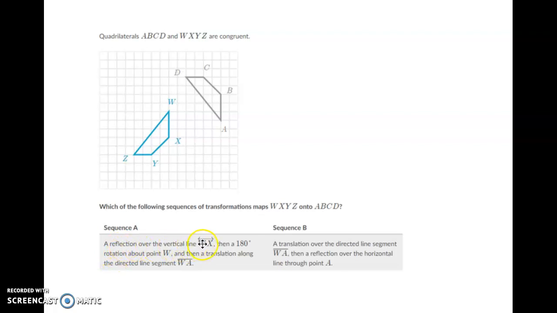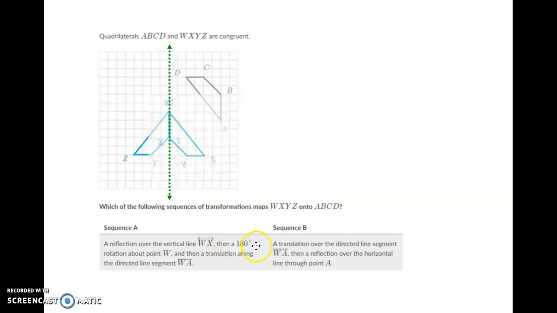Reflect over line WX. Here's W, here's X. So I've got a mirror on WX. Let me grab my mirror. Having troubles grabbing here. WX is my mirror. And I'm going to reflect it on that line WX. And it'll look like this when it reflects. That's what it'll look like in that mirror.